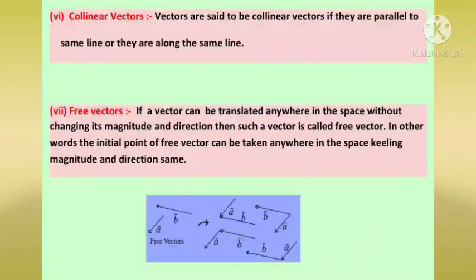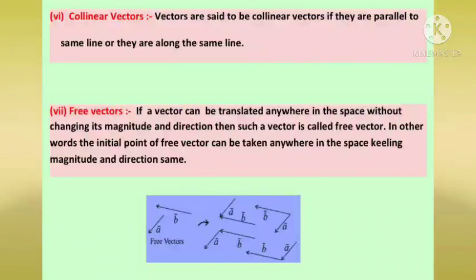So now let's move ahead and see the sixth type of vector. That is the collinear vectors. You have already heard about this word collinear. So what about collinear points? Points which are along the same line will be called collinear points. So similarly here, if you have two or more vectors which are along the same line, then they will be called collinear vectors. Or two or more vectors, if they are parallel to the same line, then also they will be called collinear vectors.